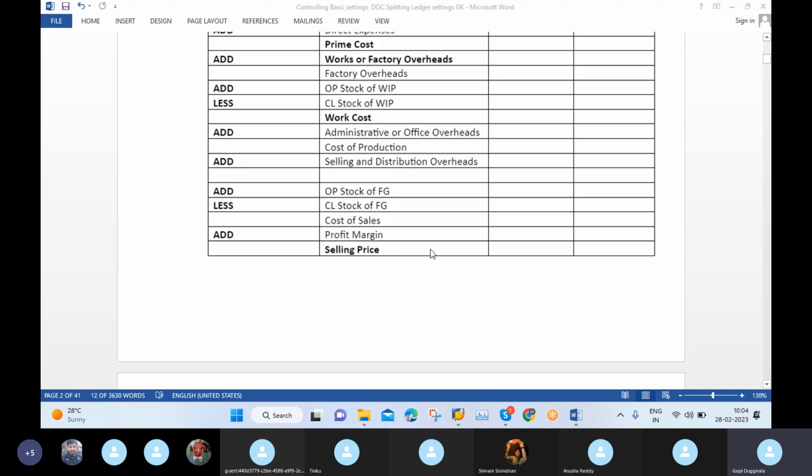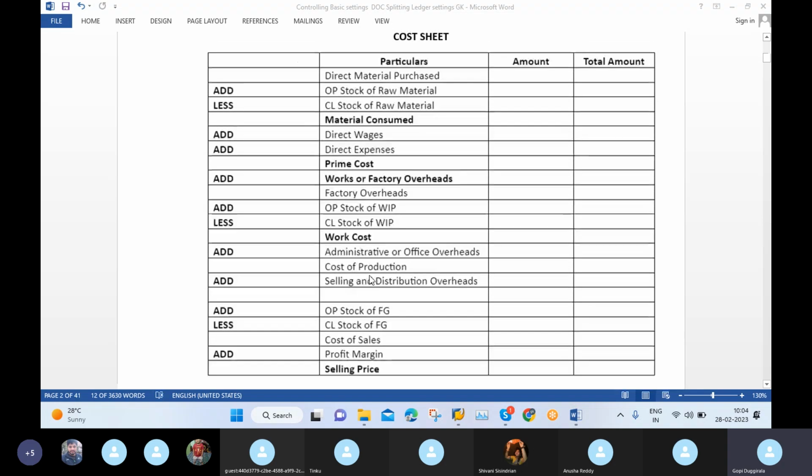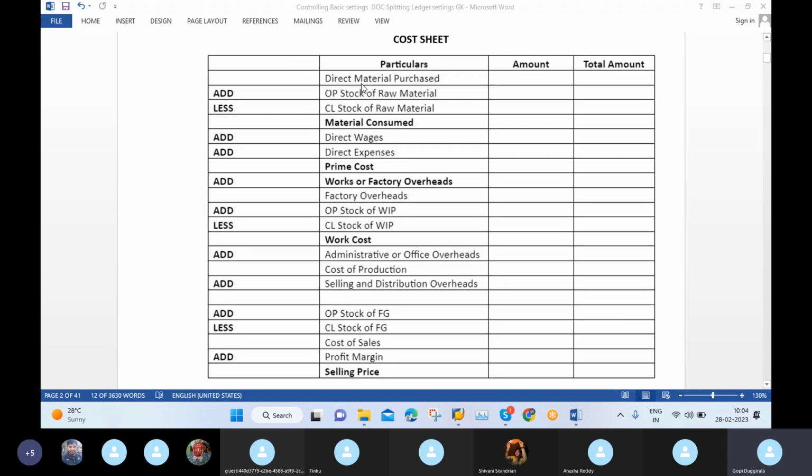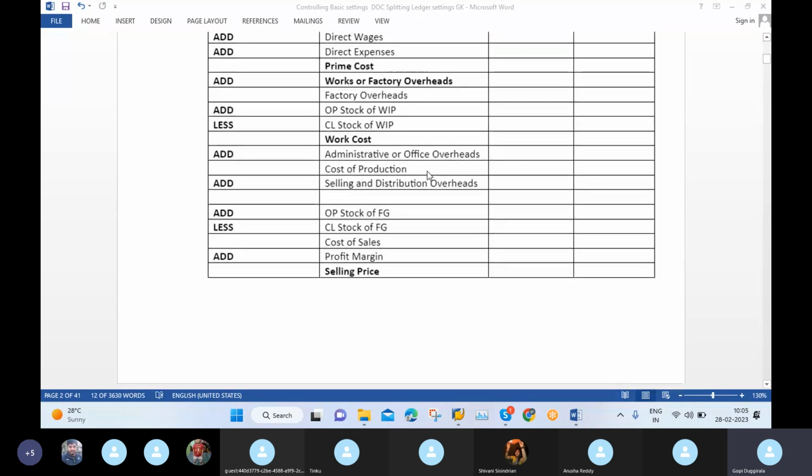Finally, if you want to get the selling price, these are the costs we need to add one by one: direct material, direct wages and direct expenses give us the prime cost. Later we can add works or factory overheads and get the work cost. To work cost we add administrative overheads and get the cost of production. Then we add selling and distribution overheads. Before that we have opening and closing stock of finished goods, giving cost of sales, and later we add our profit margin to get the selling price.